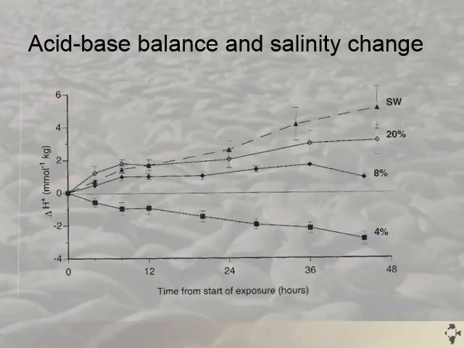For the fish in full-strength seawater, the one at the top, you can see that has the highest level of efflux. Those fish are exporting a greater number of hydrogen ions than the fish held at 20%, 8%, or certainly 4%. The 4% fish actually have a net influx of hydrogen ions. You can see they have a negative efflux. So they are not exporting as many hydrogen ions as they should be. They're producing more through normal respiration and metabolism than they are able to export.